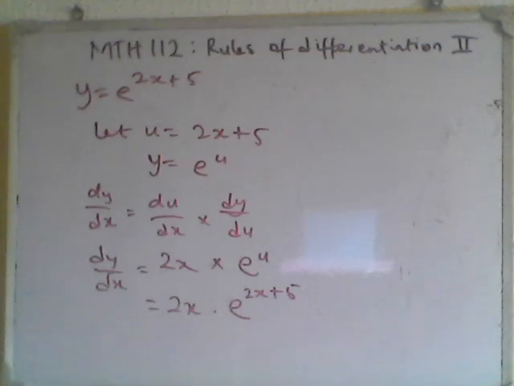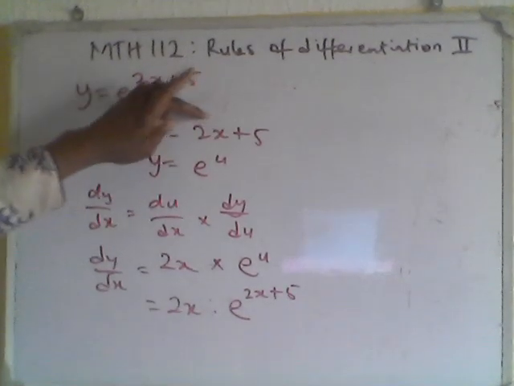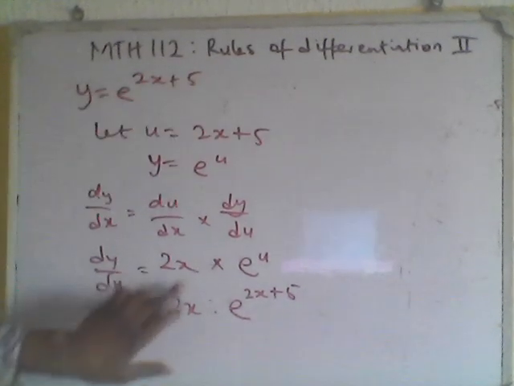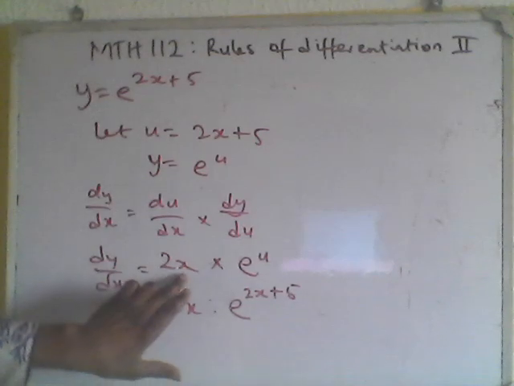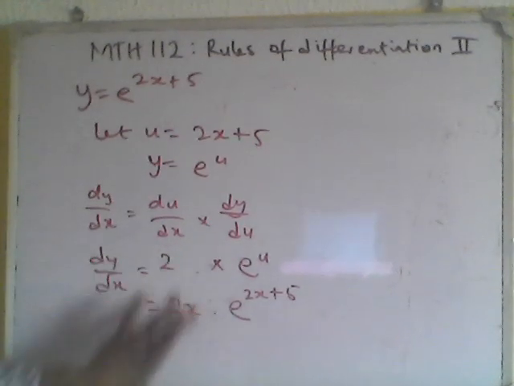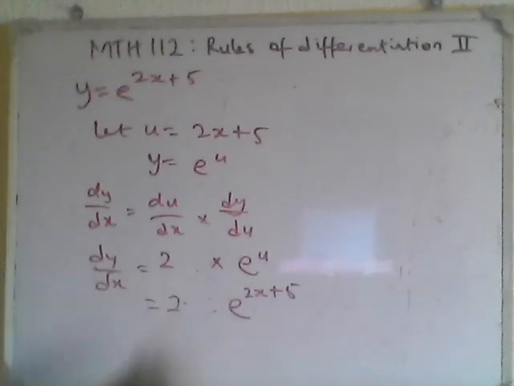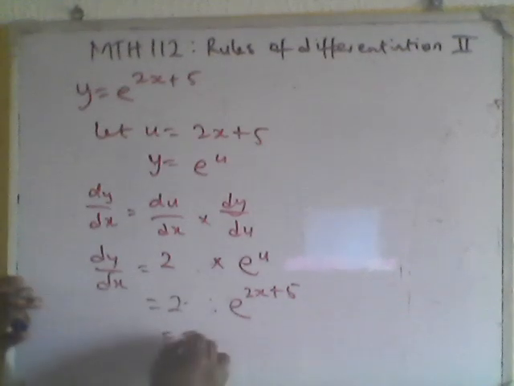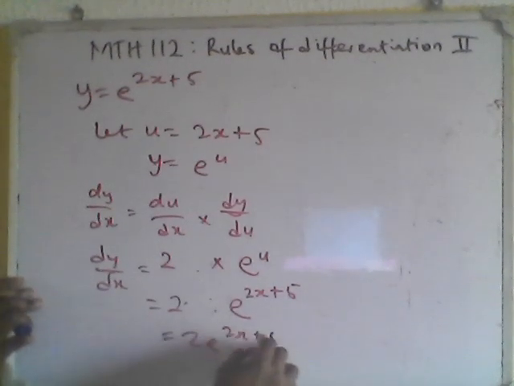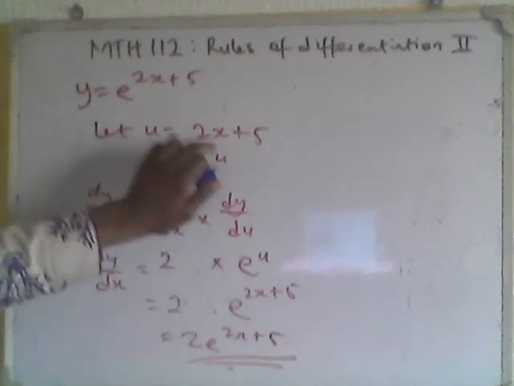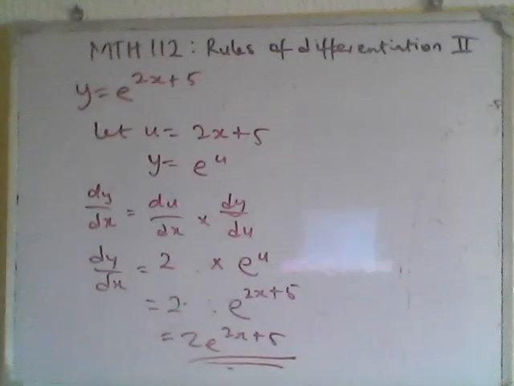And another mistake here is that if you differentiate this one, you don't get 2x. You get 2, sorry. So it's 2 times. So this is the final answer: 2 exponential 2x plus 5, because if you differentiate 2x, you get 2. Okay. So the final one.